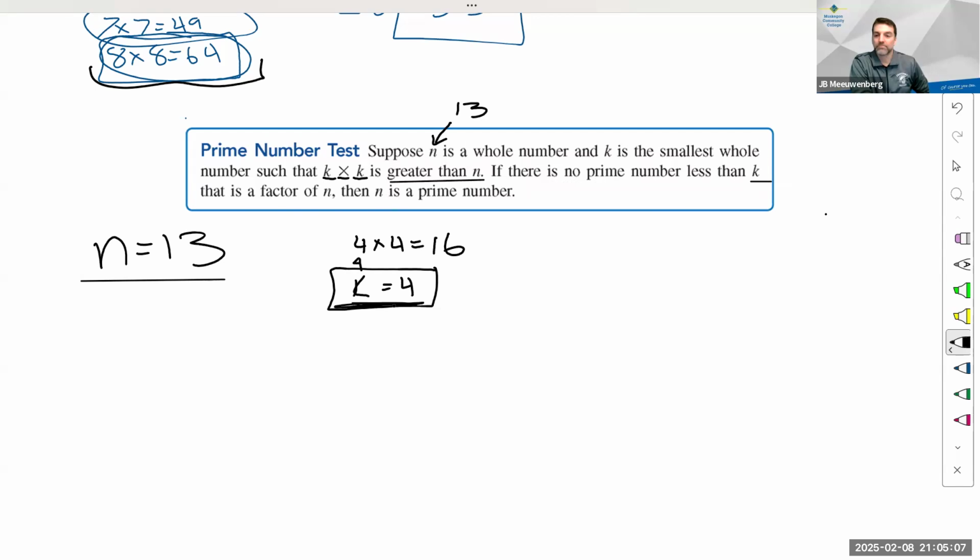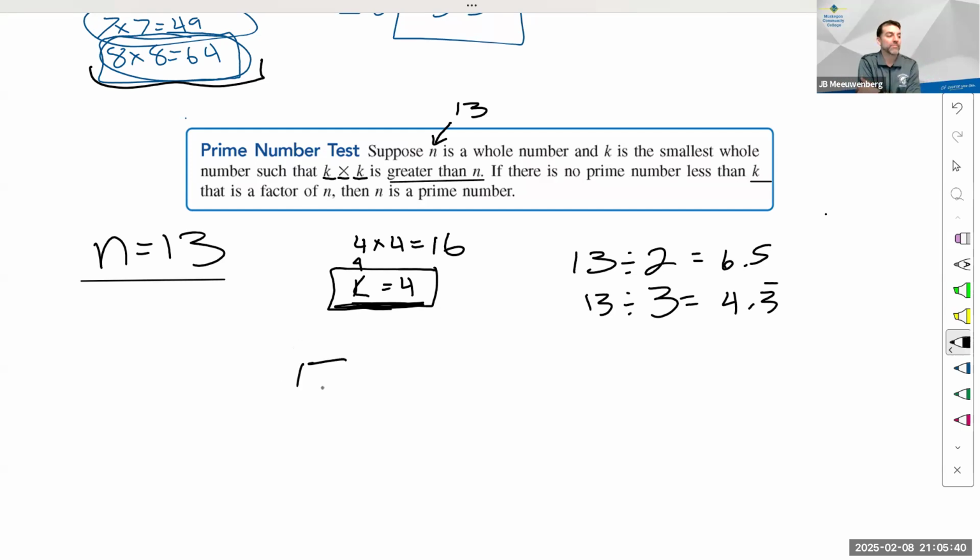So this is the maximum, right? That's sort of the maximum number that you have to test to when you're checking to see if 13 is prime. So you would try 13 divided by, well, what are all the prime numbers less than 4? 2 and 3. That's it. So as long as 13 is not divisible by either of those, this is going to be like 4.3 repeating. It's not, then 13 must be prime. So that's our test. Let me summarize that.